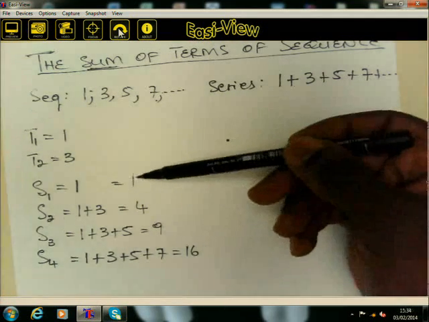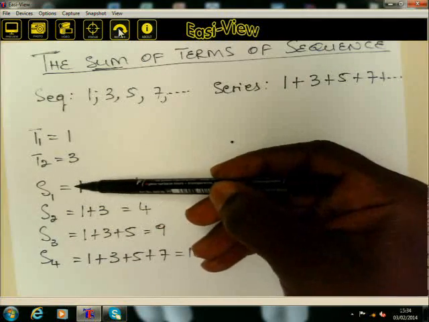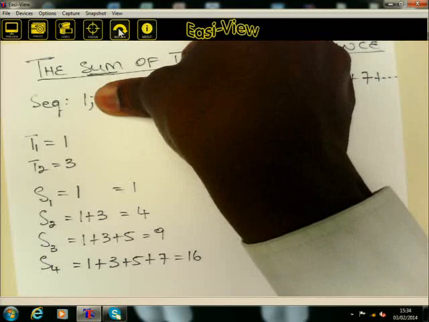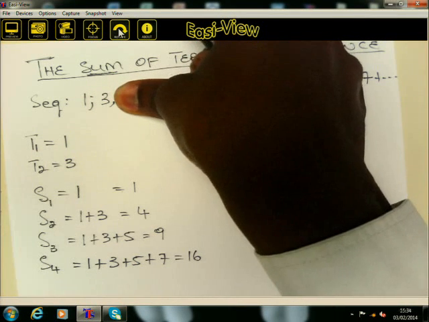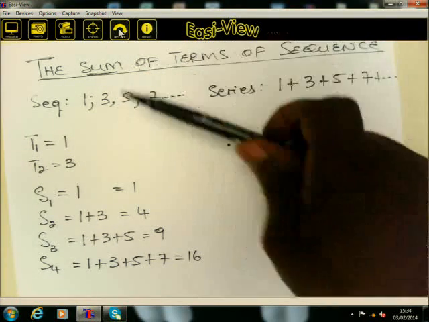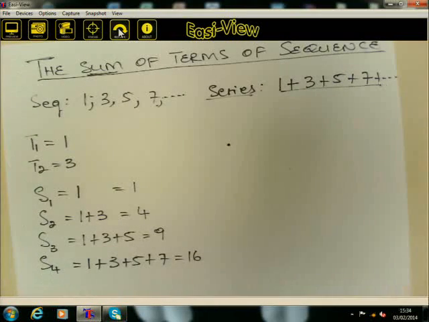So these values there are the sums. This is the sum to the first term. Let's say, for example, we say the sum of the first 2 terms of this particular series, the sum of the first 3 terms. Like we said, it becomes a series. Now we are going to talk about the series if you are adding them together like that. We talk about the sum.